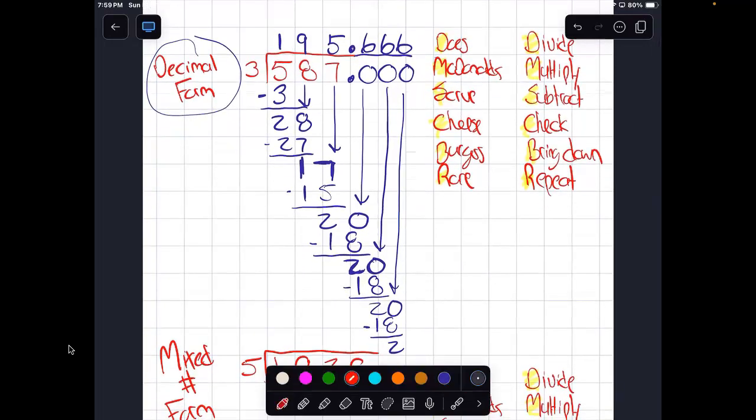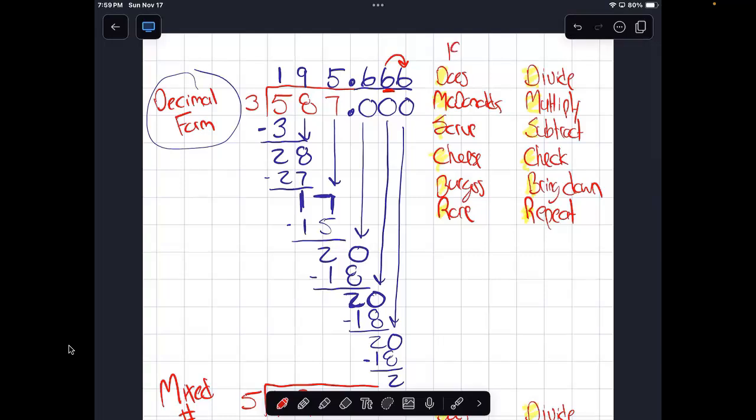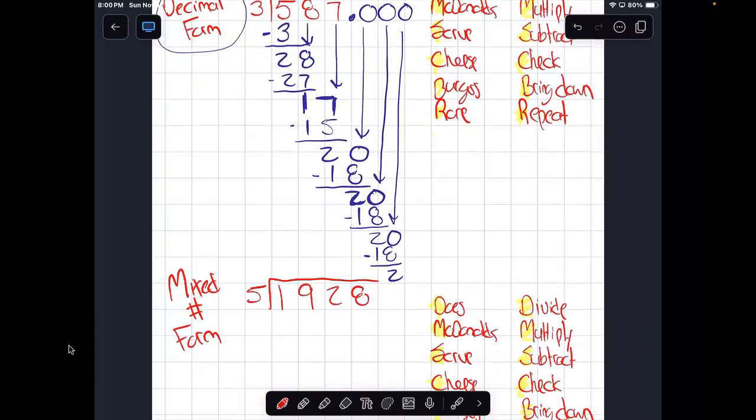So when I look at my answer, I'm going to round to the nearest hundredth. This 6 is in the hundredths place. We draw an arrow to the boss, which is a 6. So that 6 makes this 6 a 7. My final answer is going to be 195 and 670 thousandths. I'm going to box that. Remember, you can round to the nearest hundredth when answering in decimal form.